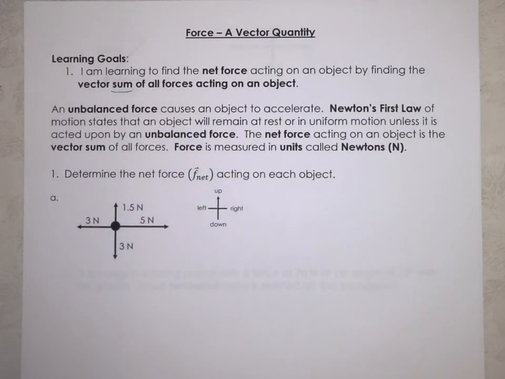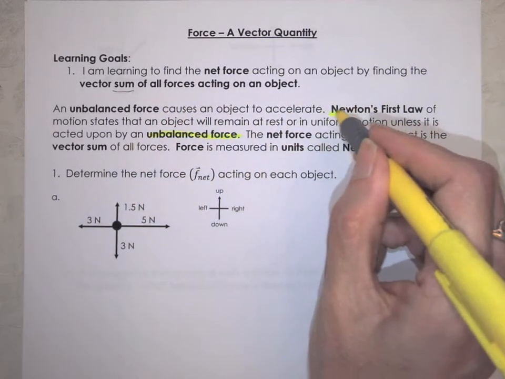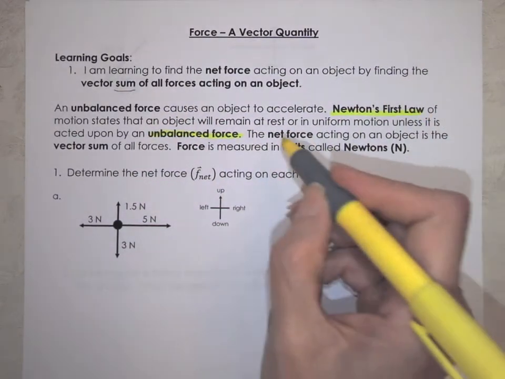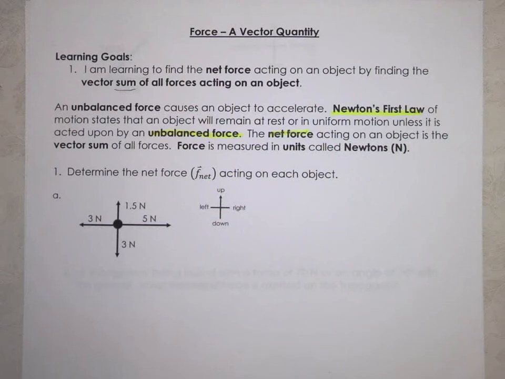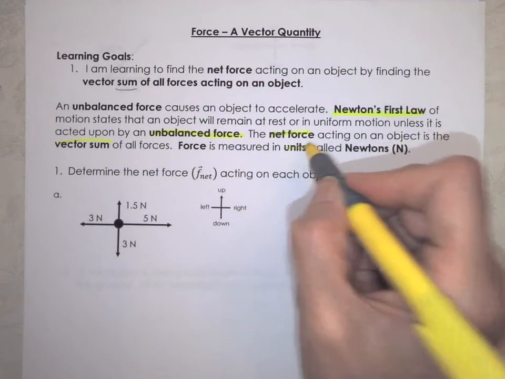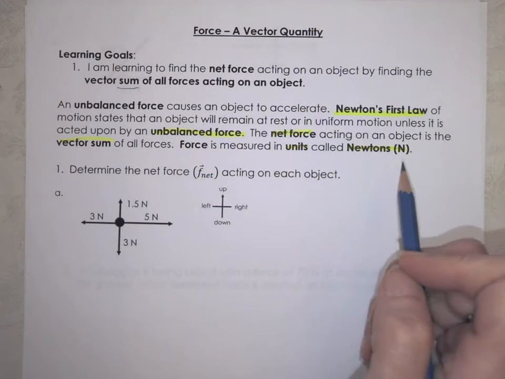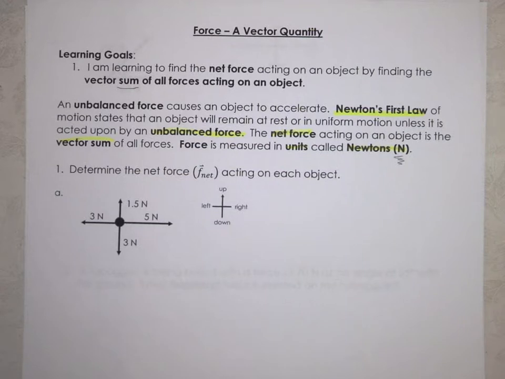Newton's first law of motion states that an object will remain at rest or in uniform motion unless it is acted upon by an unbalanced force. It's Newton's first law. The net force, which is what we're going to be finding, acting on an object is the vector sum of all forces. Force is measured in units called newtons, and the symbol for newtons is capital N if you haven't taken physics before. And that's okay, you just have to remember to use newtons when you're talking about units of force.